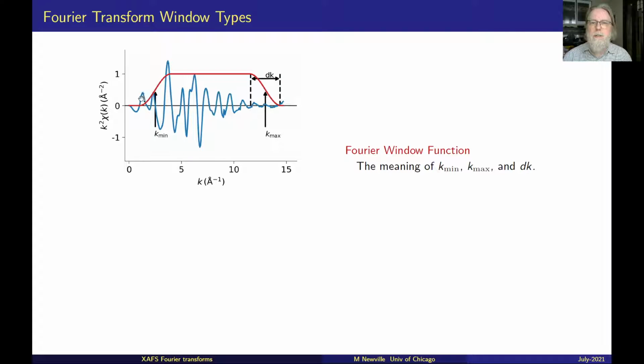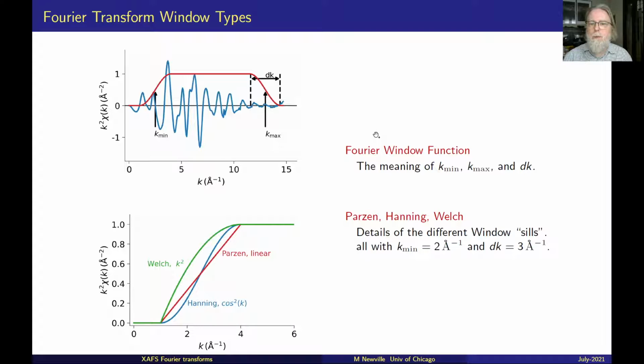All the window functions that drop from 1 to 0, Parzen and Hanning and Welch, are all pretty similar. They just differ in the functional form used, whether it's linear, cosine squared, or k squared for how it drops. And there's lots of discussion in the Fourier transform literature on which of these is better. It sort of doesn't matter much for XAFS data at all. Again, consistency is the most important thing.